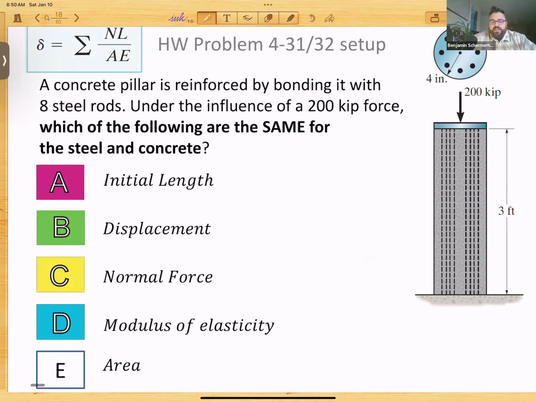Let's take a look at this question. I really like this as a discussion that we have in class, so take some deep thinking on this one. We have a concrete pillar that's reinforced by bonding it with 8 different steel rods. We're applying a 200 kip force along the top, and we want to know, comparing both the steel and the concrete, what is going to be the same in this situation? These are all things related to our displacement equation: our normal force, our initial length, our area, our modulus of elasticity. Go ahead and pause here and think about what's going to be the same for both the steel and the concrete.